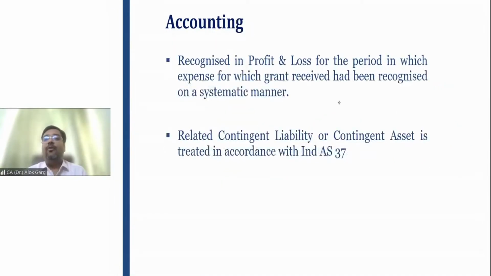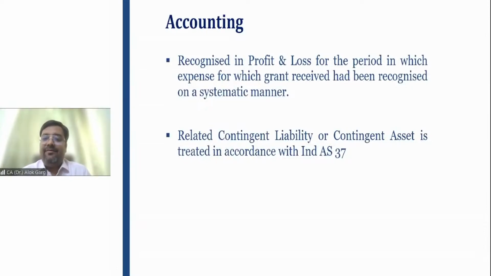Now let's discuss the accounting part of it. A government grant is more like a support, right? It is more like an outsider benefit which is given to the entity. If some benefit is given to the entity, of course, this benefit is recorded in the statement of profit and loss, right?